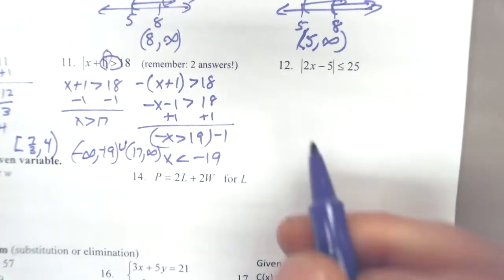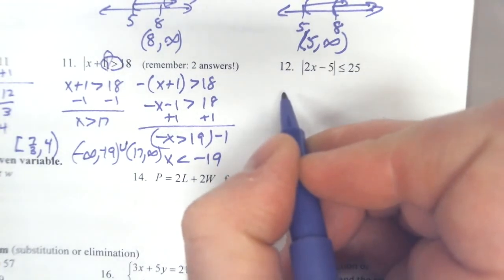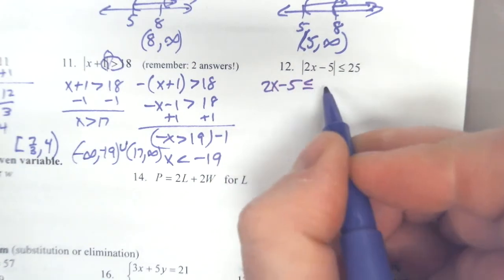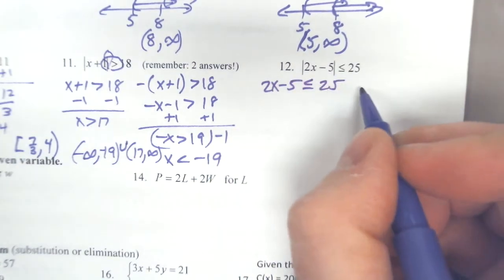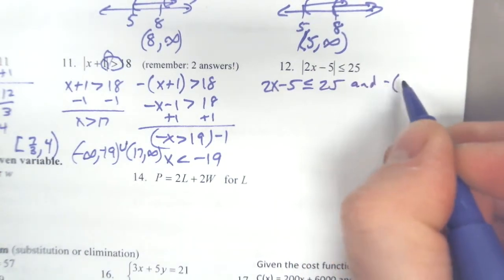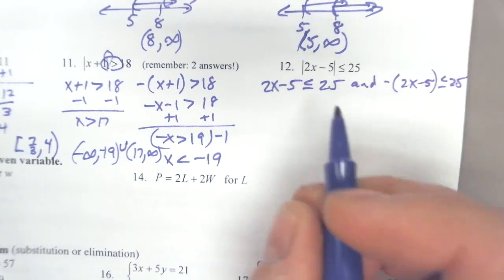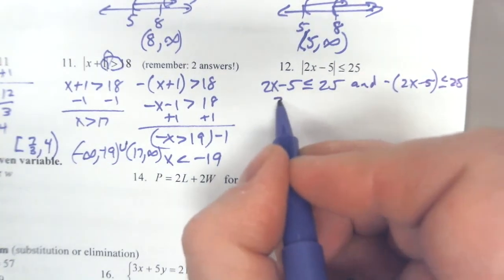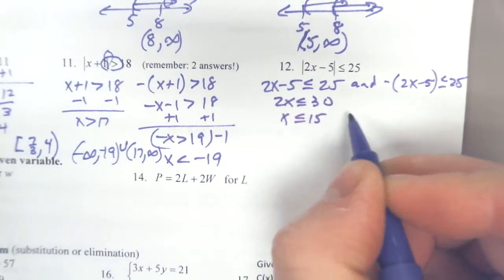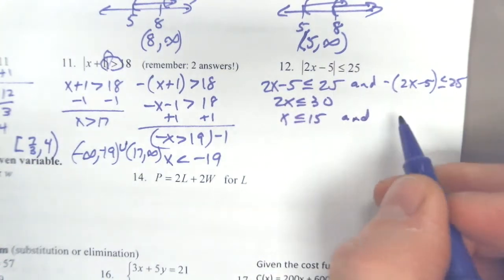In number 12, we're going to split it. We're going to have 2x minus 5 is less than or equal to 25, and negative 2x minus 5 is less than or equal to 25. Solving, I get 2x is less than or equal to 30, x is less than or equal to 15, and again, this is an and statement because of the less than.